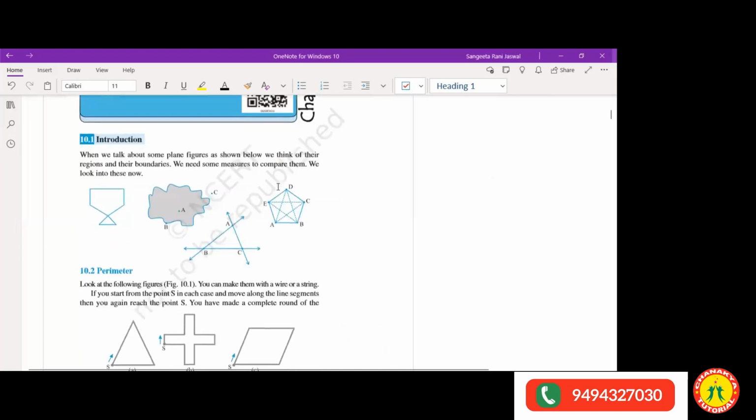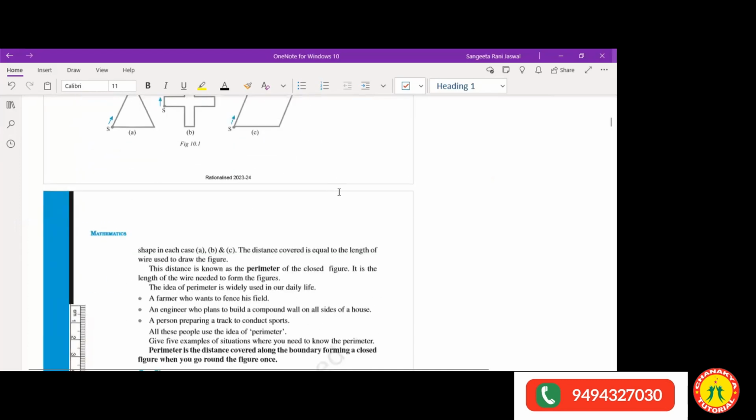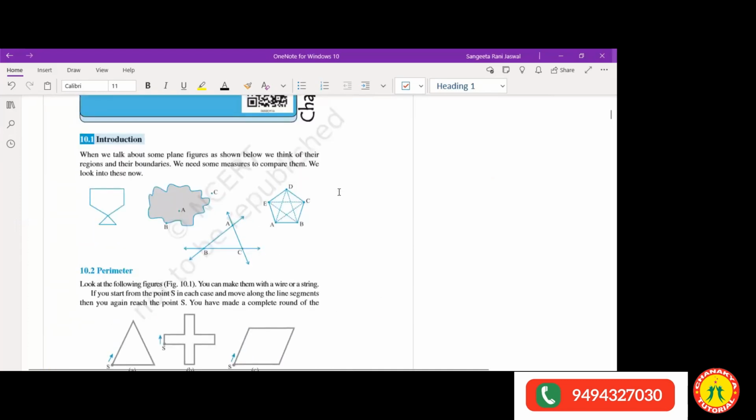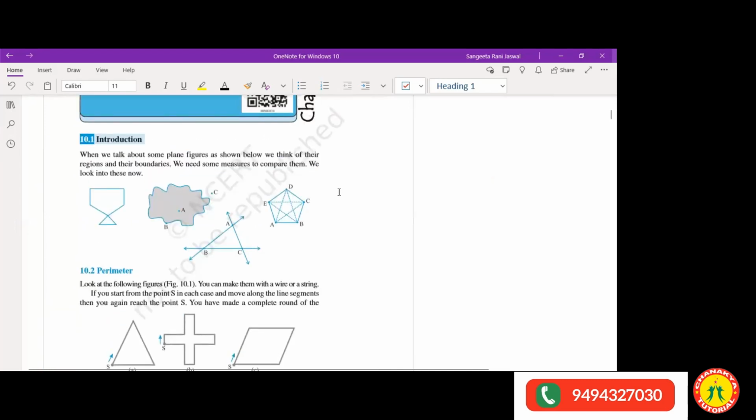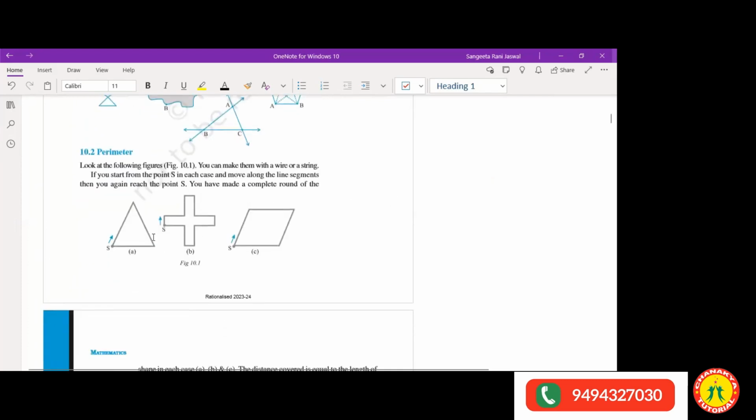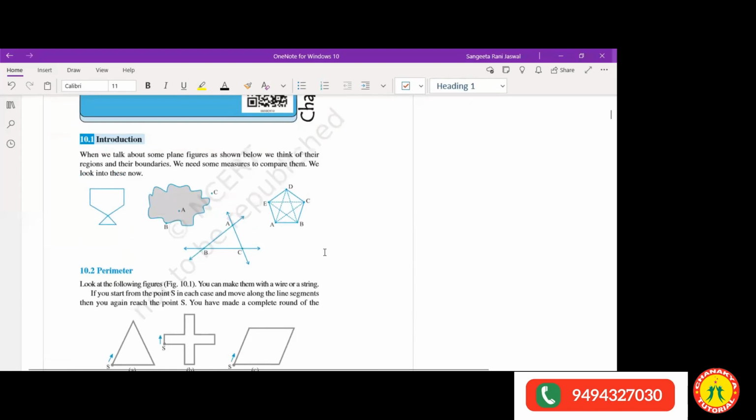Okay, so we have done this chapter earlier also. You have given a subjective test on this, no? Yes, ma'am. Subjective and objective both are completed. Okay, let's begin with perimeter first. This chapter starts with this concept first.